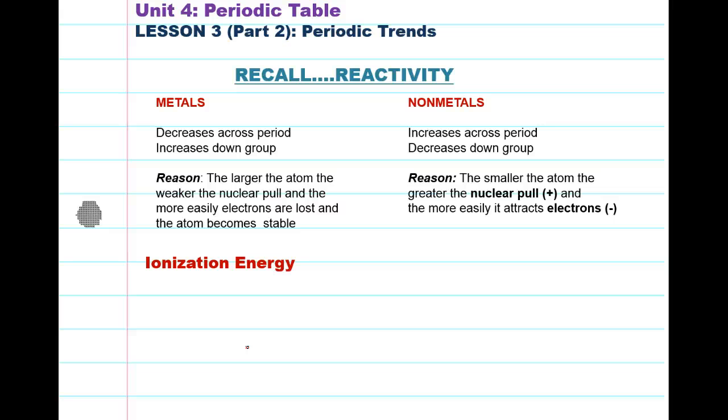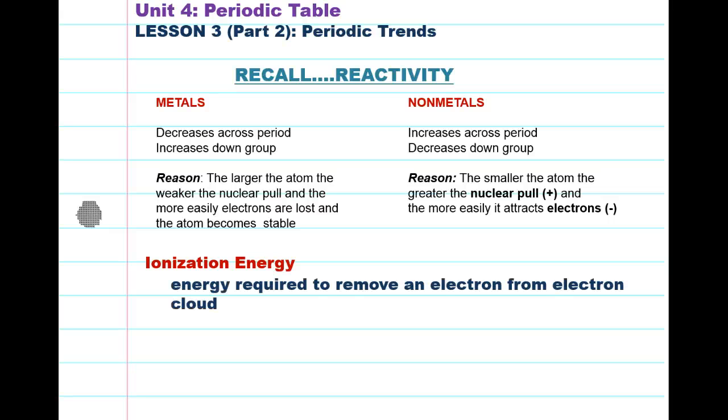So the first periodic property we're going to talk about in this last video is ionization energy. And ionization energy is the energy that's required to remove an electron from the electron cloud. Now the electrons are going to be those valence electrons.